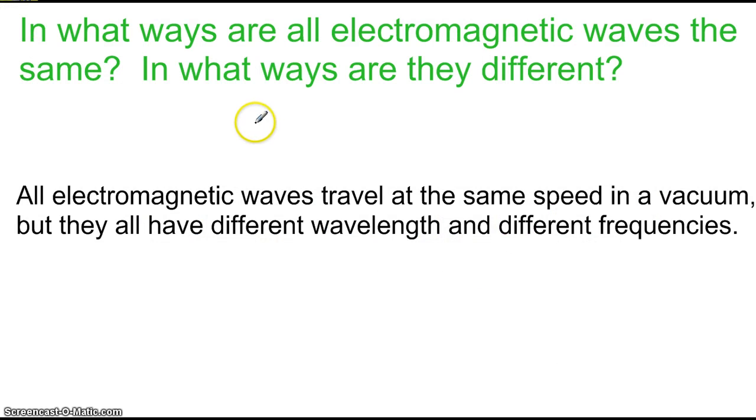In what ways are all electromagnetic waves the same? In what ways are they different? Well, they're all the same because they travel at the same speed in a vacuum. Remember, frequency does not have any bearing on speed. Okay, we learned that in our speed of sound lab. Frequency has no bearing on the speed of light either. But they all have different wavelengths and they have different frequencies. That's what's different about them. Okay, wavelength and frequencies.